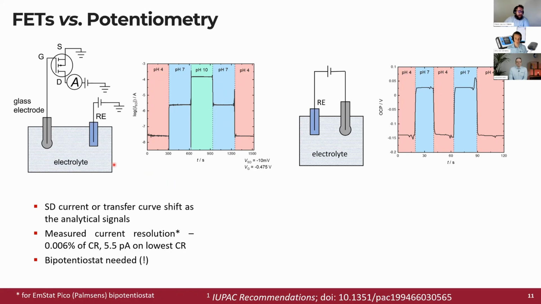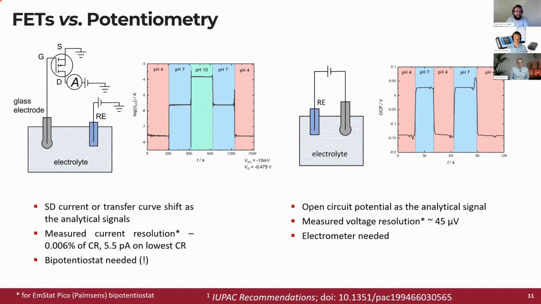So to sum up, in the field effect transistors, the current change, or the transfer curve shift, is the analytical signal, but in here we measure the current instead of the potentials. And that's why we need a bipotentiostat to apply 2 different potentials and then measure current from the source drain. In the classical potentiometry, we measure the open circuit potential between the 2 electrodes, and this is our analytical signal. And the measured voltage resolution with this particular piece of instrument is about 45 microvolts.